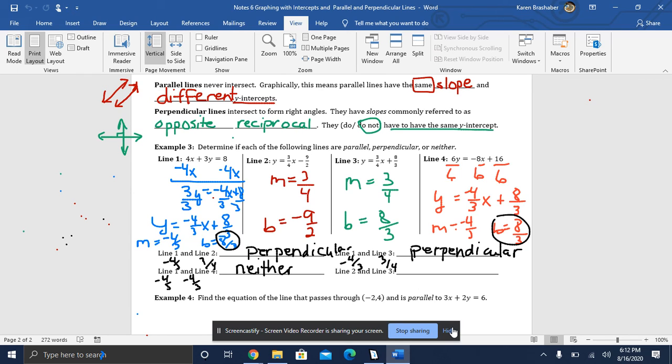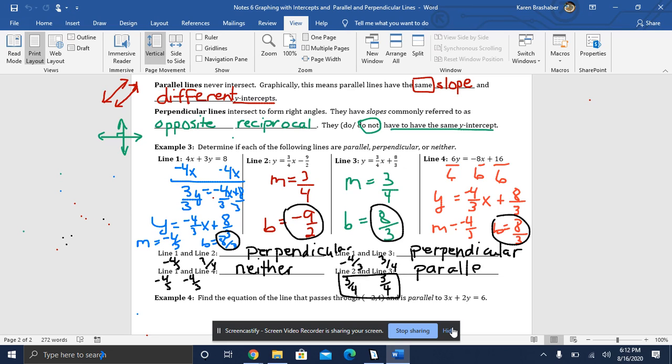And finally, we're going to look at lines 2 and 3. Line 2 has 3/4 as its slope. Line 3 has 3/4 as its slope. They're the same, so they could be parallel. We need to check the y-intercept. Line 2 has negative 9/2. Line 3 has 8/3. So the slopes are the same and the y-intercepts are different. These two lines are parallel.